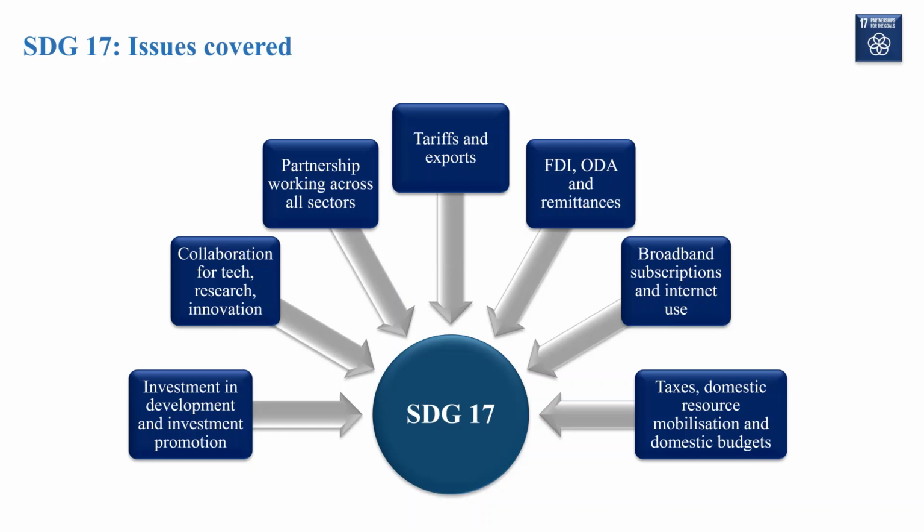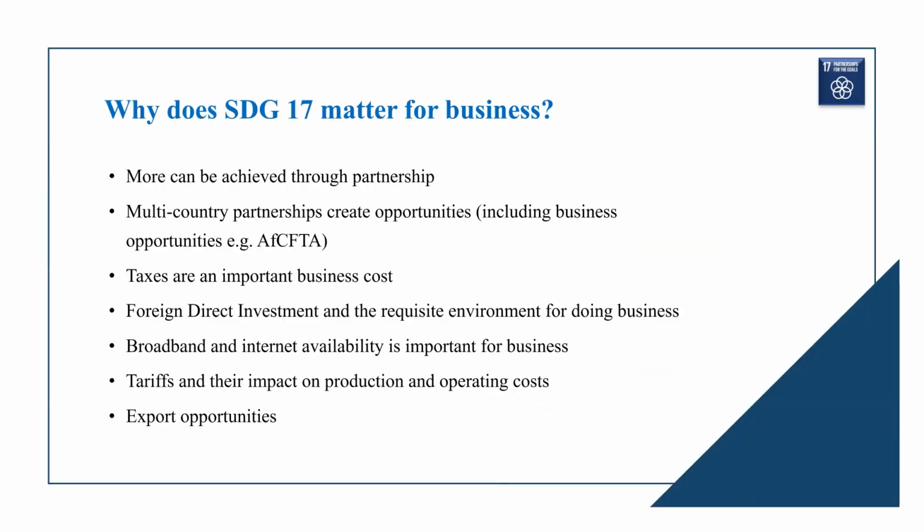Broadband, funny enough, is under goal 17, and subscriptions, the use of the internet, but also taxation, domestic resource mobilization, and whether you're paying your taxes or hiding your income. Why does it matter? The more can be achieved through partnership. There's that saying about if you want to go further, go together, faster, go alone. Multi-country partnerships, the AfCFTA is an opportunity, it's a current opportunity that we're only really starting to try and understand and try and set ourselves up to be able to benefit from it.